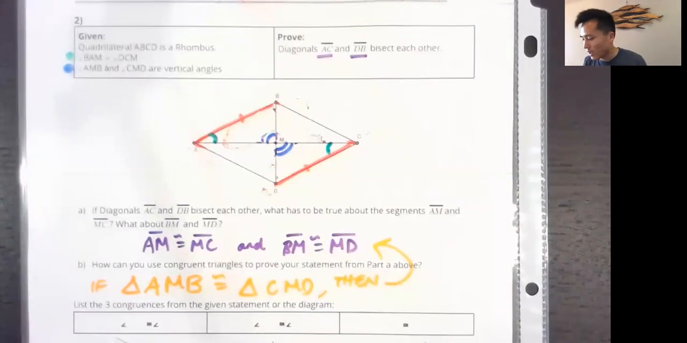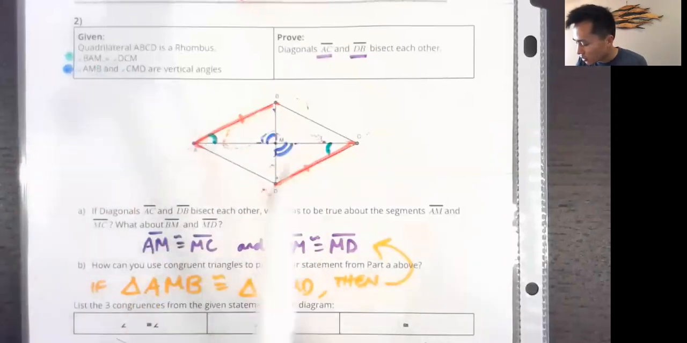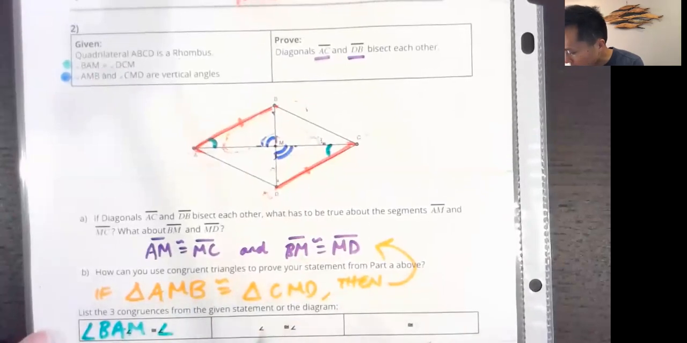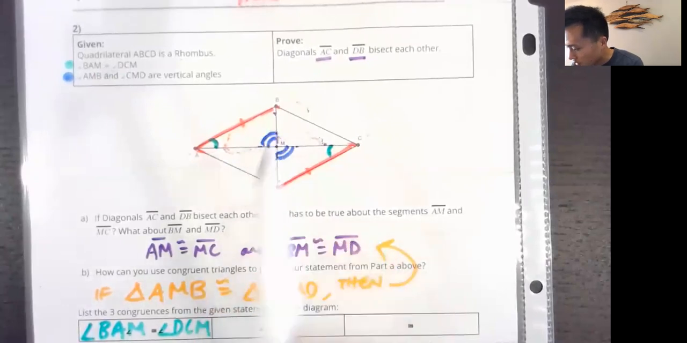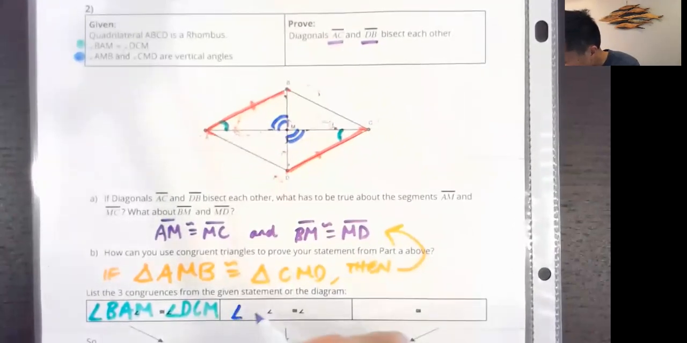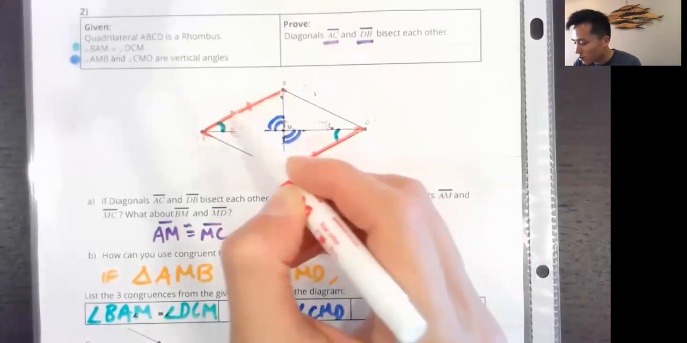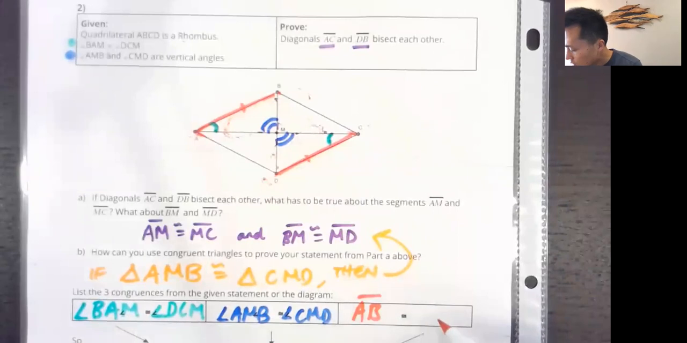All right, so let's start by marking the congruences that we have. From the given information, we know that angle BAM is congruent to angle DCM. That's what we marked in green. I'll write that here. Angle BAM is congruent to angle DCM. We also have another angle, the one I marked in blue here. Angle AMB is congruent to angle CMD. And then the last piece of information I have is these two sides, because they're two sides of a rhombus and all the sides of a rhombus are congruent. So I can say now that AB is congruent to CD.